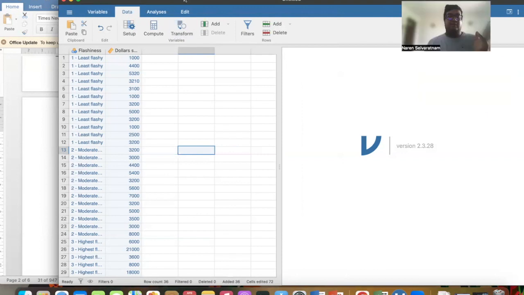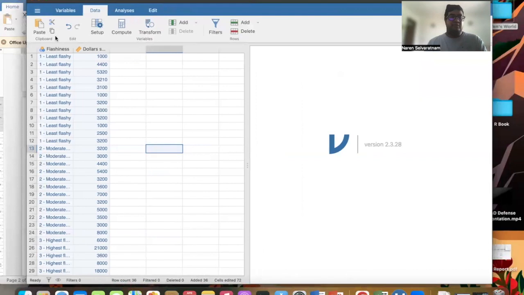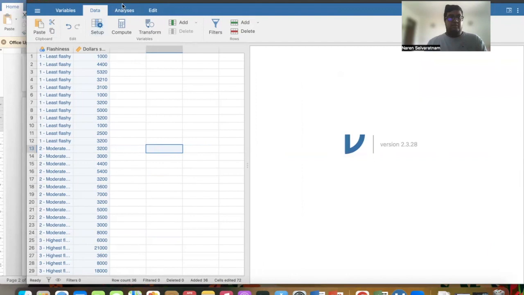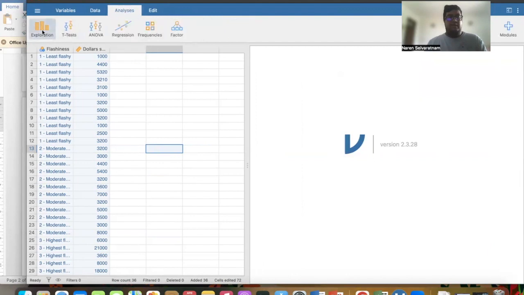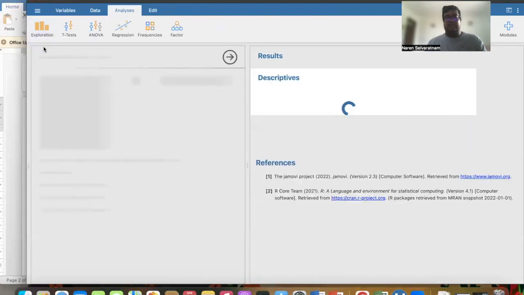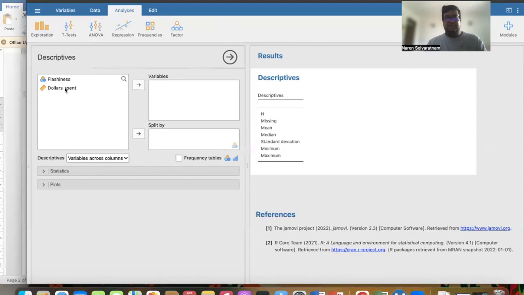So let's click on this option here. Let's click on analysis, and then I'm going to explore my data. I'm going to go for a descriptive set of analysis. Now I'm going to just consider first my dependent variable. So select your dependent variable and you would see there's a variable tab and a split by tab. This split by is used if you have a grouping variable, for example, flashiness. I have three groups. I can do more analysis with that, but before that, I'm going to just transfer my data to this right side.